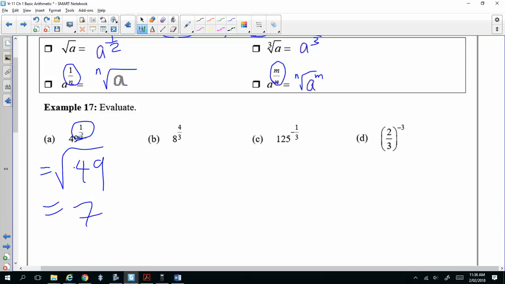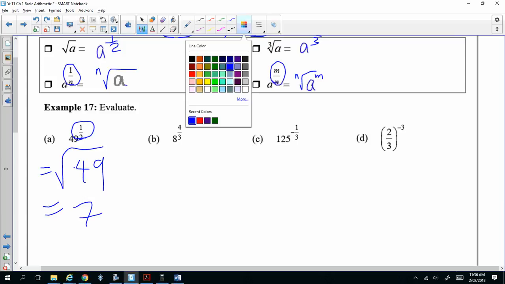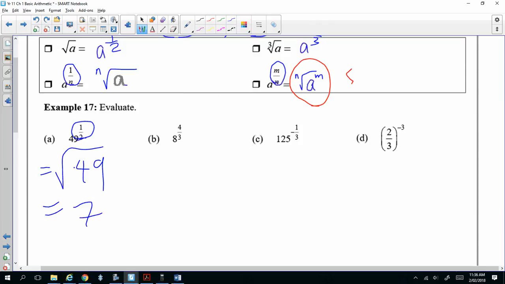So the left one is called index form. When you have a root sign, it's called surd form. When it doesn't have a root sign, it's called index form. And make sure you know how to change one form to the other. Okay, continuing on, we're going to do the next question.